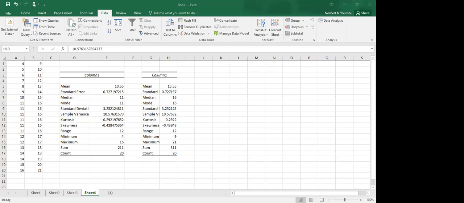So the next set of exercises is to find the five-number summary and the box plot. I want to move to Excel again.